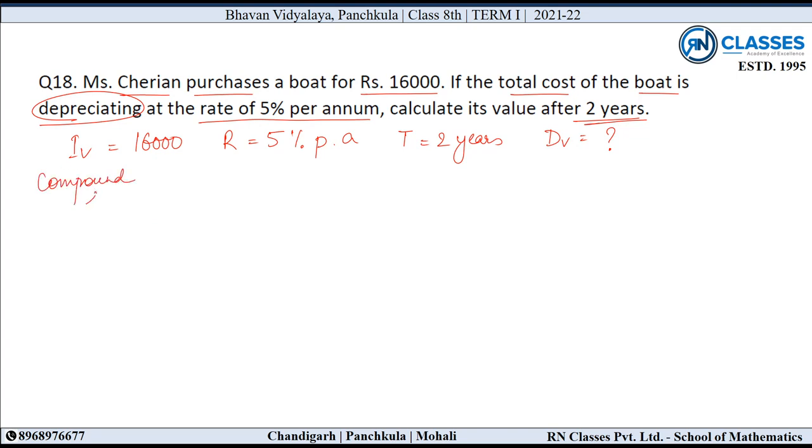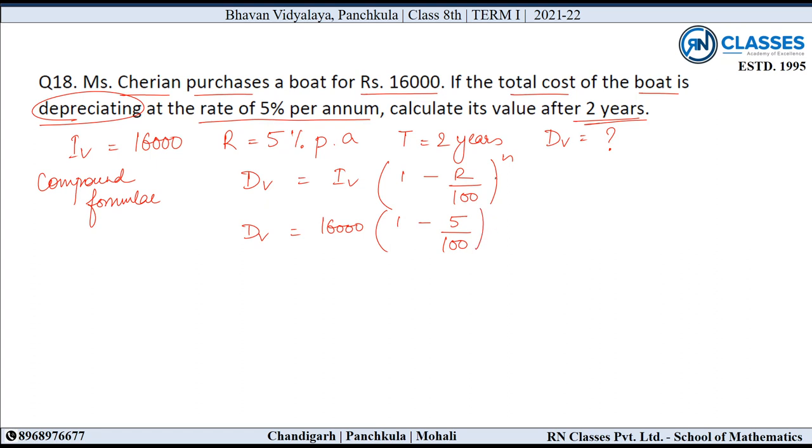Compound formula, right? Depreciated value is given by initial value times (1 minus r by 100) raised to the power n. So depreciated value is equal to initial value 16,000 times (1 minus 5 by 100) raised to n. What is the value of n? 2 years, 2. So 5 ones are 5, 5 twos are 10, so 20. Depreciated value would be 16,000 times, now 20 minus 1, what will come? 19 by 20 raised to the power 2.